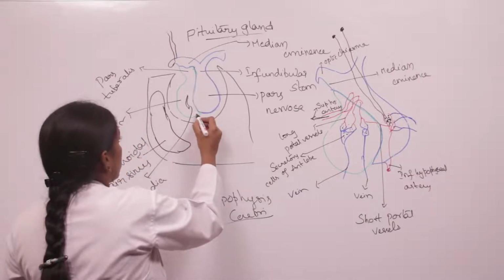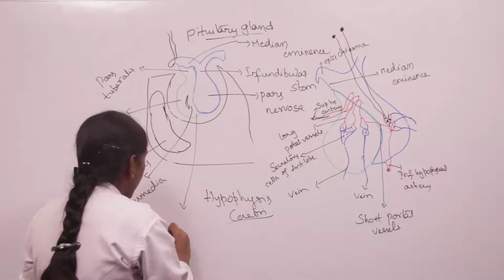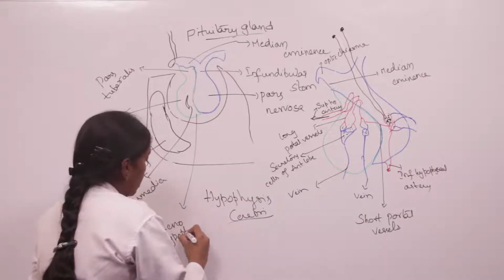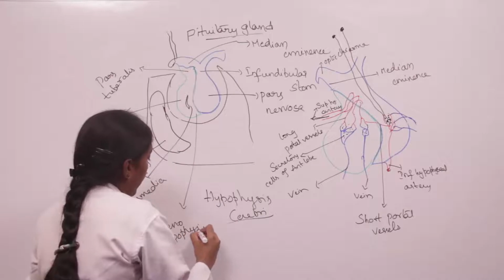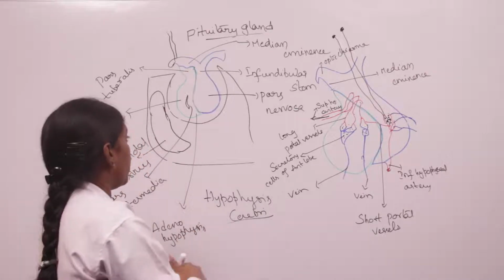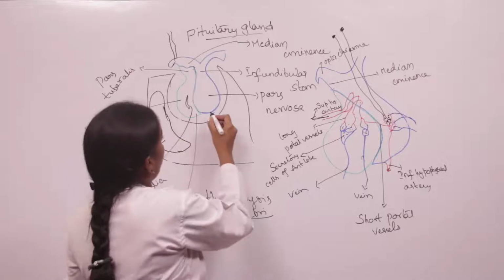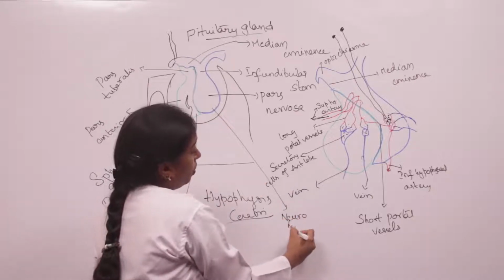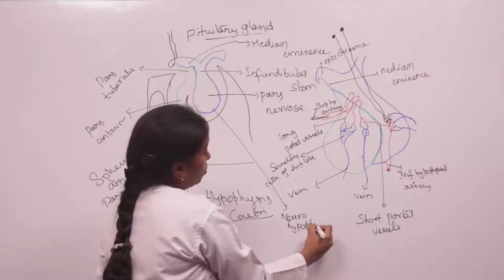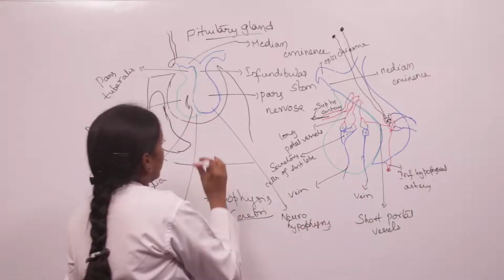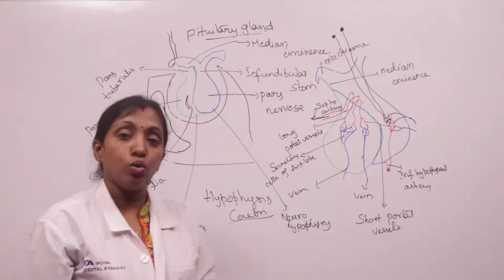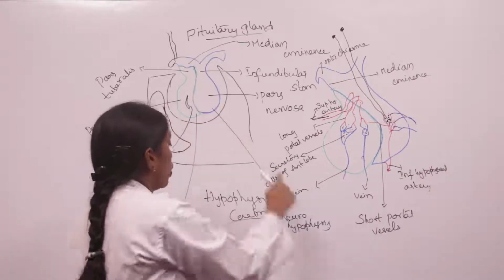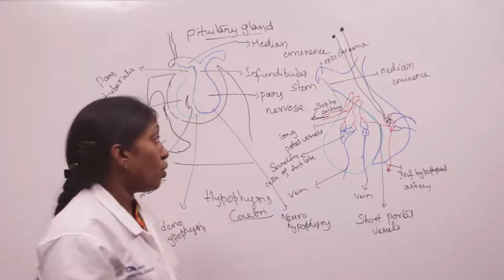The anterior lobe we can also call the adenohypophysis or anterior pituitary, and the posterior lobe we call the neurohypophysis. So the pituitary gland consists of two lobes: the anterior lobe, or adenohypophysis, and the posterior lobe, or neurohypophysis.